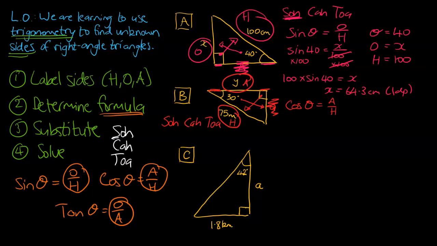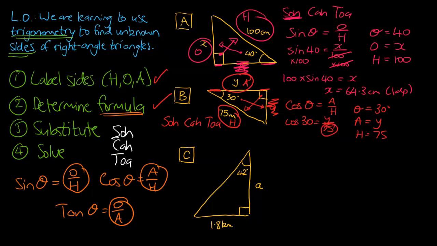We now are going through, so we've done the sides, done the formula. We're now going to substitute. So let's find out what all our values are. Our angle, that's going to be 30 degrees. That's given to us in the triangle. Our A value, that's going to be Y. That's the thing we don't know about. That's up the top. And finally, our H value is going to be equal to 75. That's down the bottom there. We're going to put all three parts into the equation. So that's going to become cos 30 is equal to Y divided by 75.